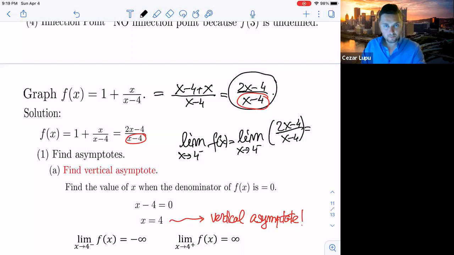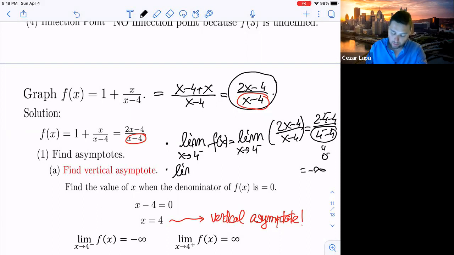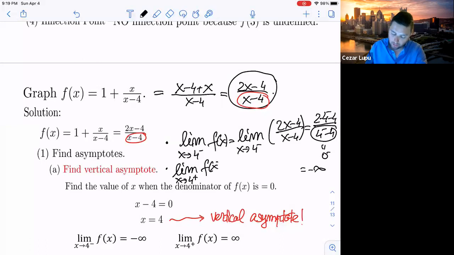And this guy here, if you look closely, on the bottom you have 4, so it will be 2 times 4 minus 4, whatever this is, and here I have 4 minus 4. This will give you 0 minus, so this will be negative infinity. And the same goes for the limit as x approaches 4 from the right. The right-hand limit of f of x would be positive infinity. I'll leave this to you as an exercise to figure out.